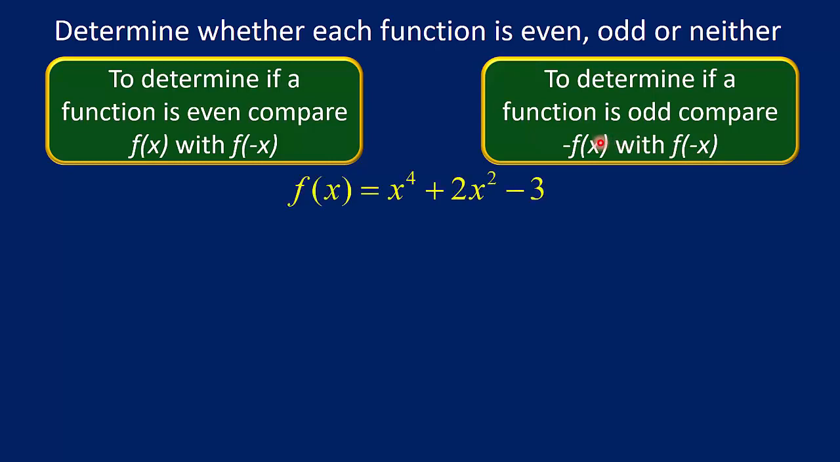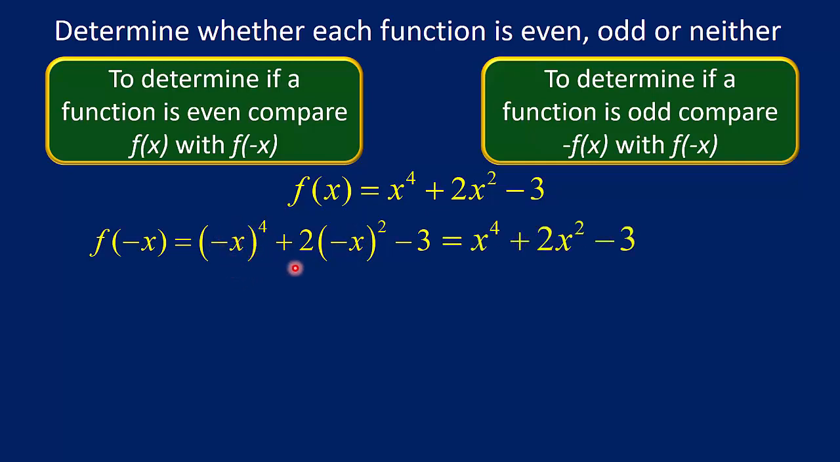So let's look at an example. Let's consider this function. f of x equals x to the 4th plus 2x squared plus 3. Now, I'm going to find f of negative x. In other words, wherever I have an x, I'm going to put a negative x. See? Right there and right there. Now notice that this negative x is raised to an even power. That's going to mean that these turn back to positive. So if we evaluate this, we get x to the 4th plus 2x squared plus 3. Now that is exactly the same as the original function. So this is an even function.